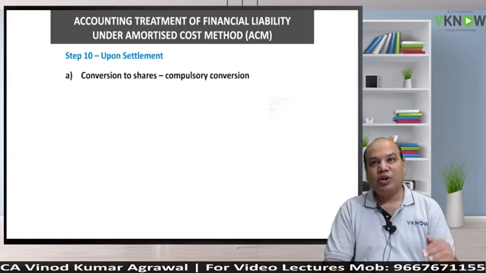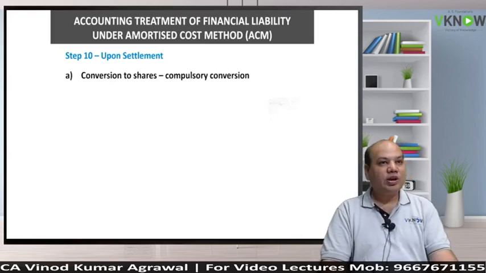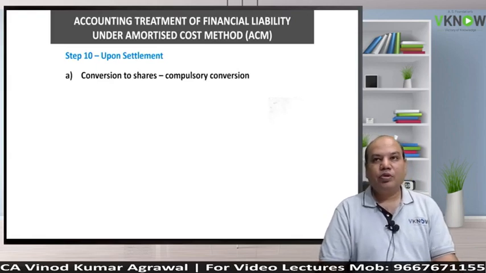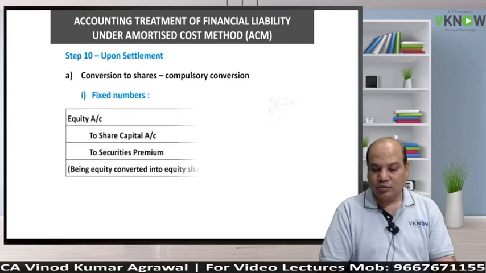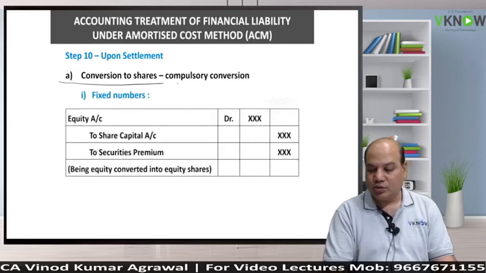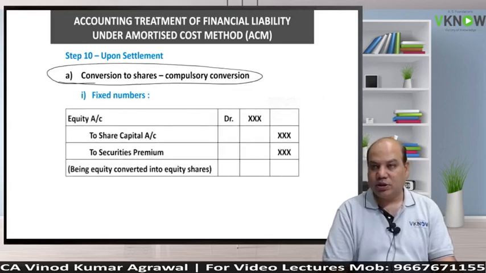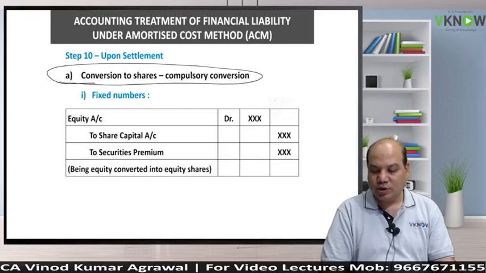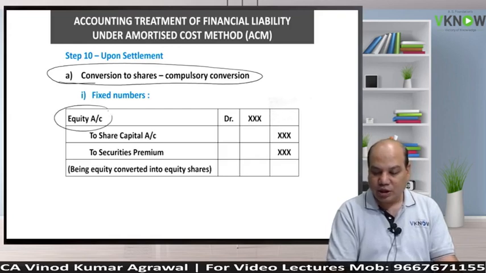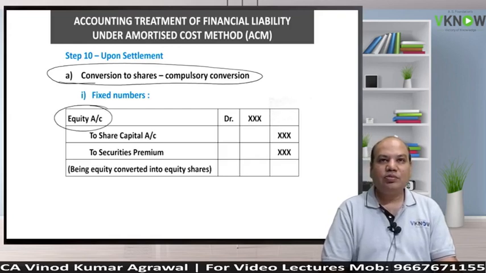Now comes the maturity date. So what can happen on the maturity date? The instrument can get converted into shares. Suppose there is compulsory conversion, or the holder demands shares. So what will we do? The equity account will be utilized to issue the shares. Equity account debit to share capital, to securities premium.